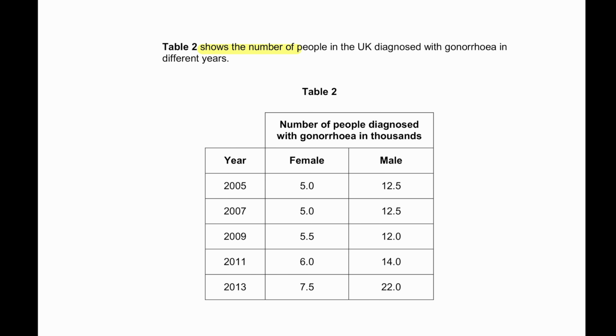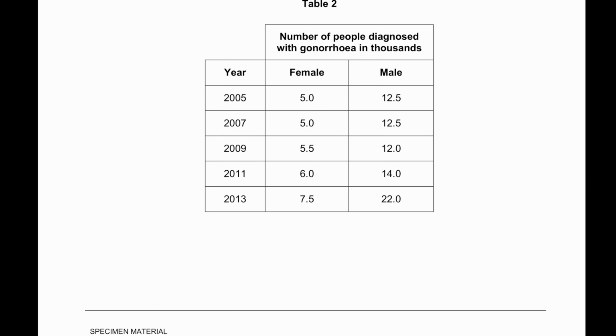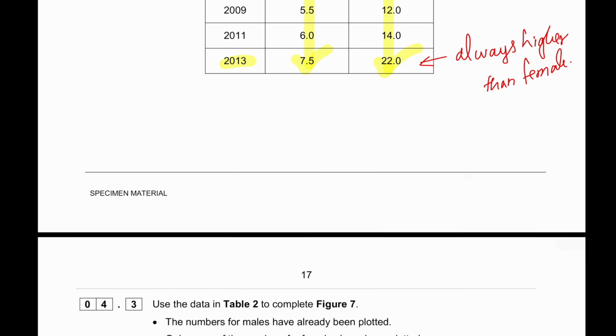Table 2 shows the number of people in the UK diagnosed with gonorrhea in different years. Year 2005, female 5.0, number of people diagnosed with gonorrhea in thousands. We can see from 2005 to 2013, the number of females treated increased and the number of males treated increased. However, the number of males is always higher than females. So we can definitely understand that this particular disease affects males more than females.